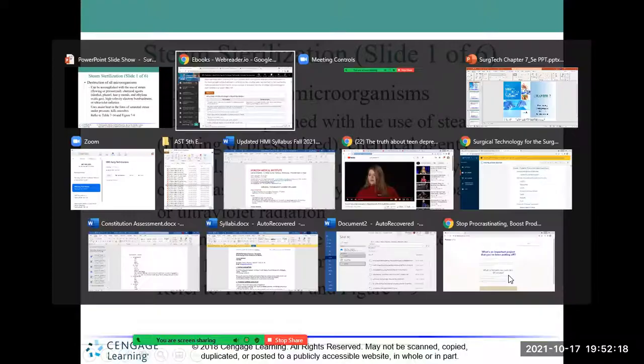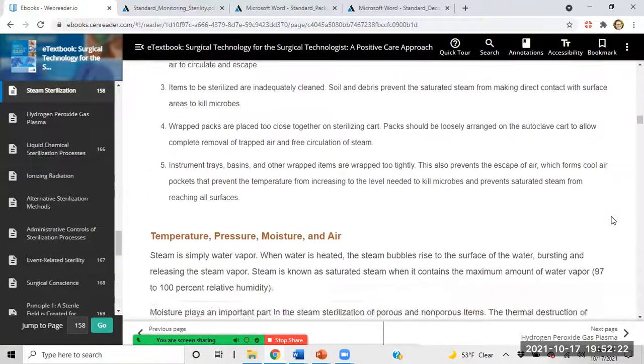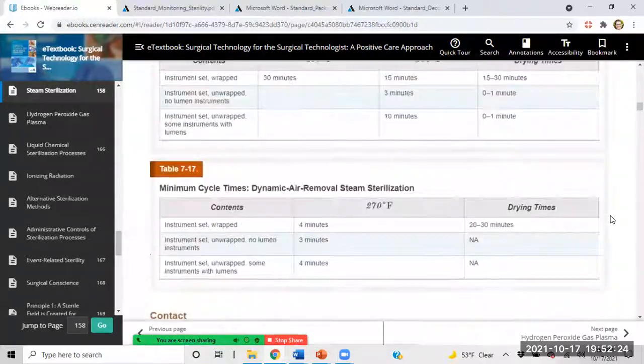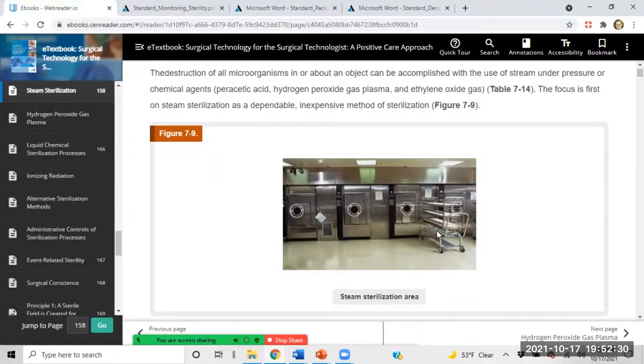Okay, and then figure 9. Let's see what figure 9 was. I think that might have been the picture of the, yeah. This is the steam sterilization area, and we'll watch the video here in a few minutes.